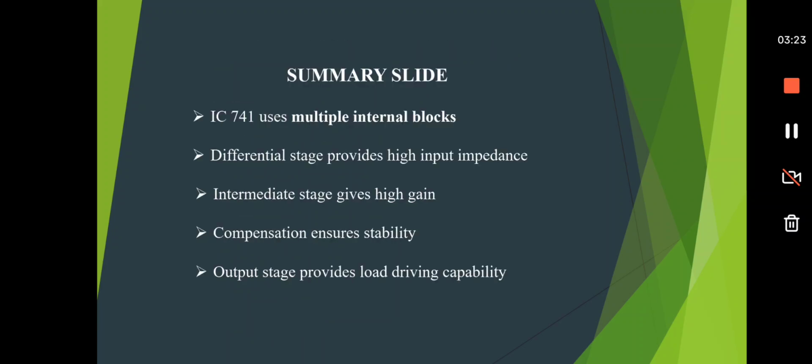In summary, the IC741 delivers exceptional performance through its high input impedance, massive voltage gain, and built-in stability. It remains the gold standard for analog electronics education.